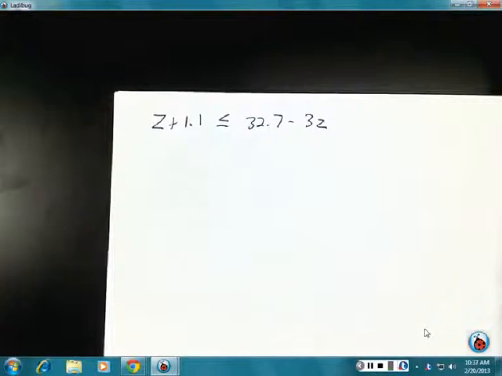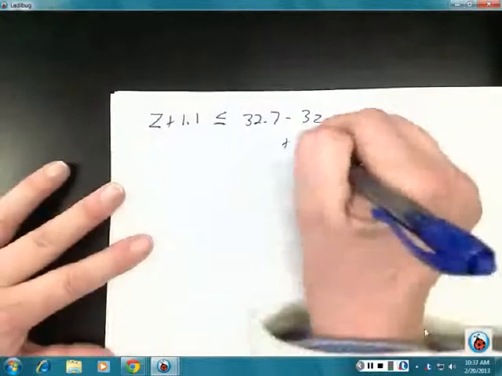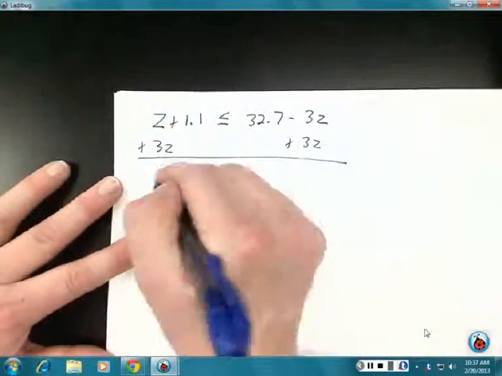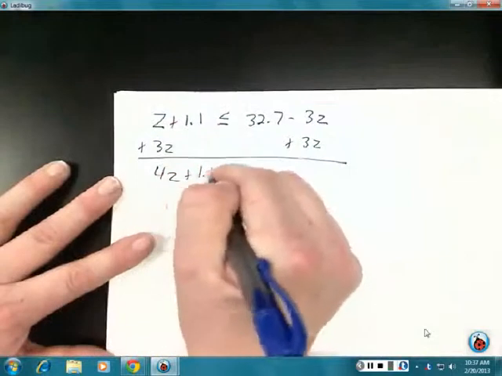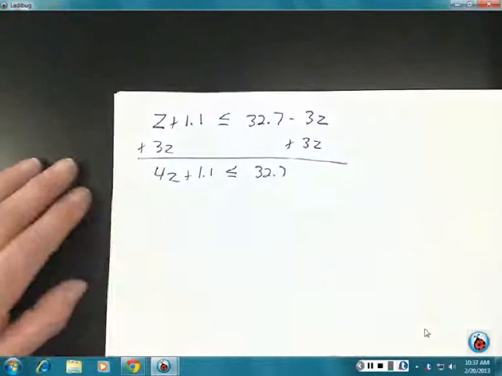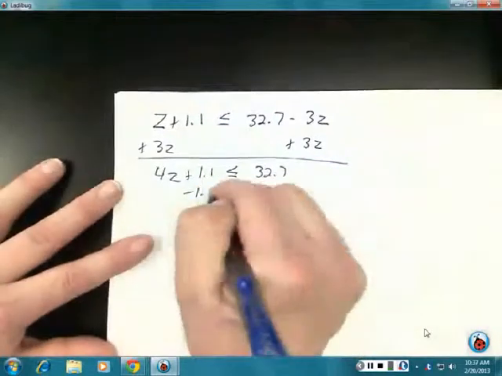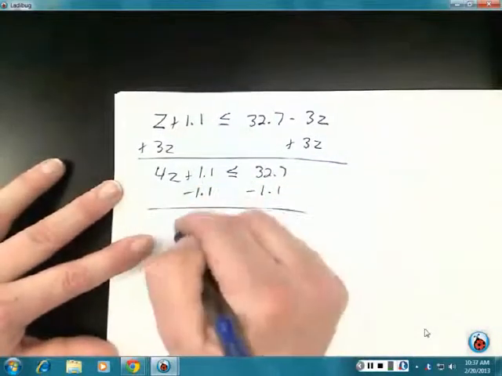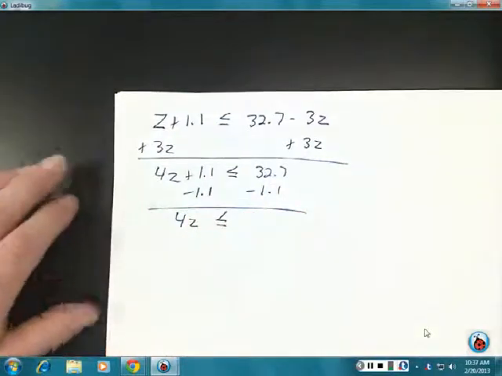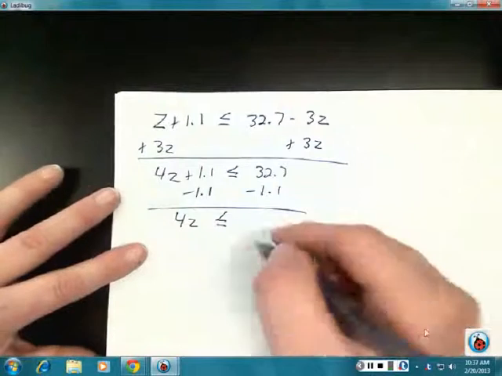Which letter do I move? Alright, well, negative 3z, so I'm going to add 3z to both sides. So that gives me 4z plus 1.1 is less than or equal to 32.7. So far so good? And 32.7 minus 1.1 is 31.6.